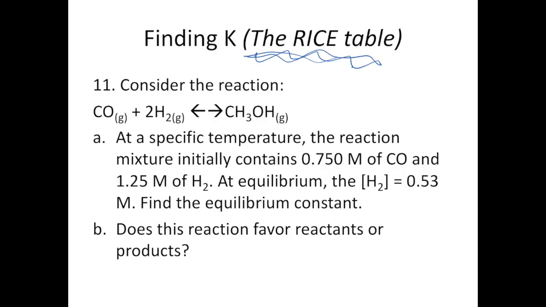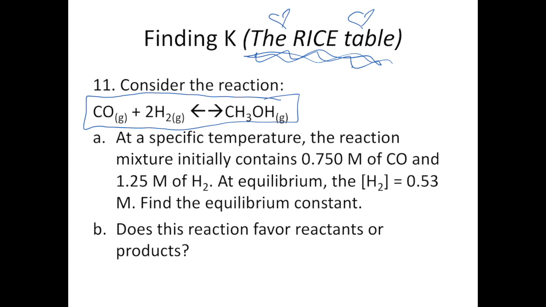Okay, I'm going to introduce the rice table, which we are going to learn to love because we're going to have to use this for the rest of the semester. What it does is it organizes information so that we can figure out what happens over the course of an equilibrium reaction. You put in your initial information, you put in whatever you know about the equilibrium condition, and then we figure out what happens. Okay, so the R stands for reaction. So you will be given a reaction.